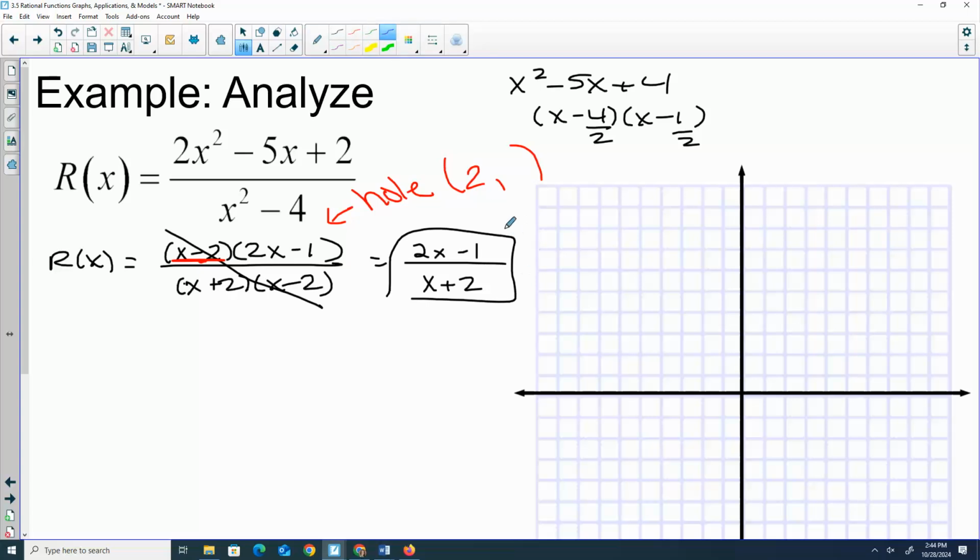I put 2 into what's left. So if I put in a 2 there, we get 4 minus 1 over 2 plus 2. So we get 3/4. So on my graph, positive 2, 3/4 is an open circle. Now I'm just using this reduced one. So x-intercept, what would it be? What makes the top 0? 1/2. So I hit my x-axis at 1/2.